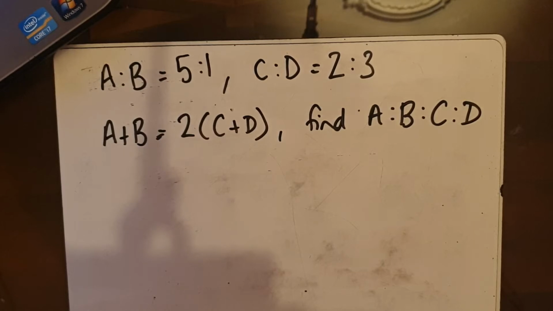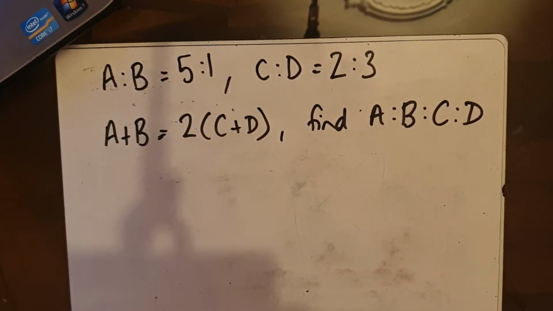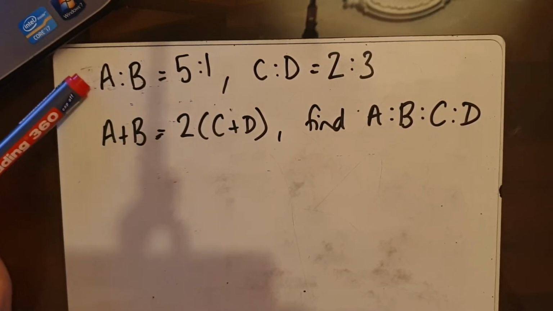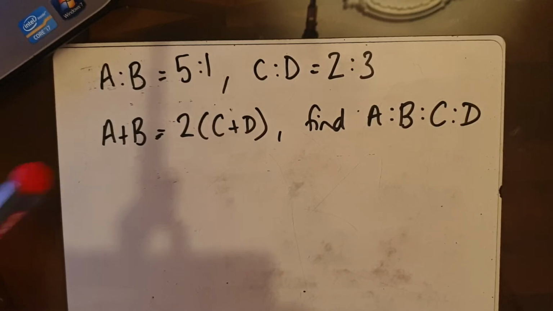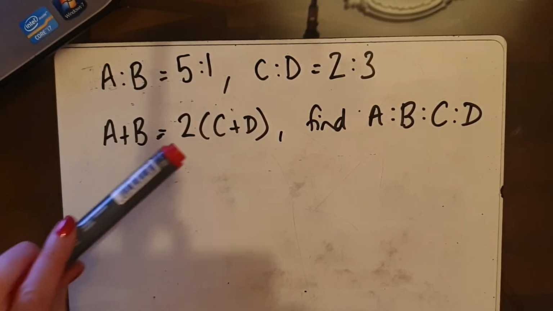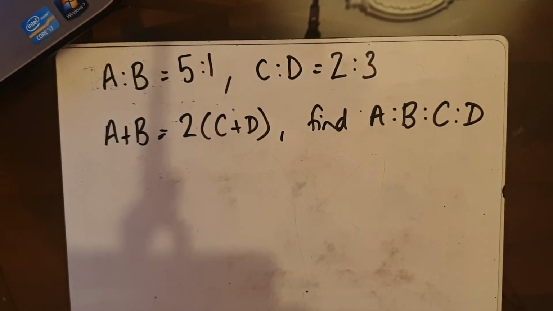This is question 12 from the document. So A and B are in the ratio 5 to 1. C and D are in the ratio 2 to 3. Given that A plus B equals 2 C plus D, find the ratio A to B to C to D.